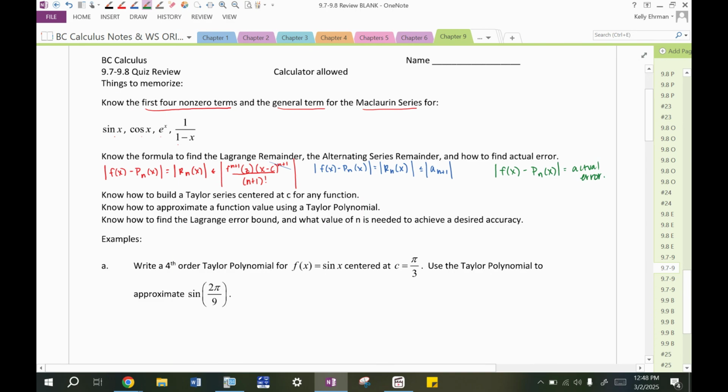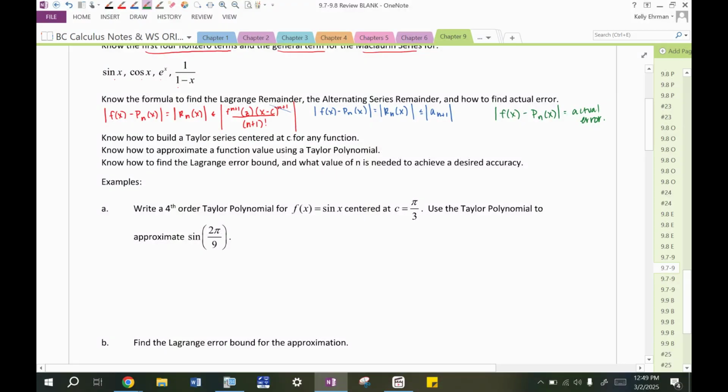We usually have an error bound because the whole point is that we can't find the actual value. But if I say, okay, go ahead and find cosine of 0.1 in your calculator and compare it to what your third order Taylor polynomial says, then you would just subtract those and give me the actual error.